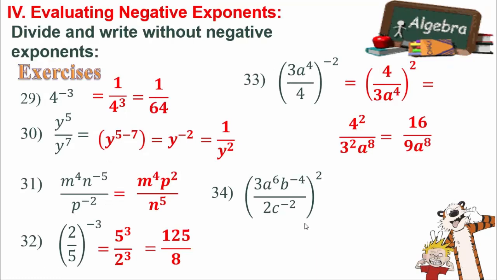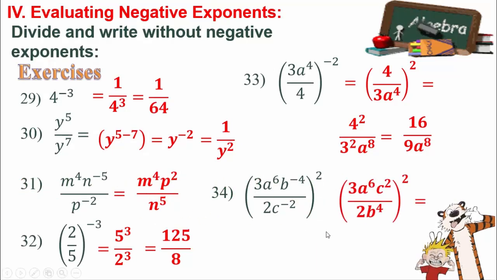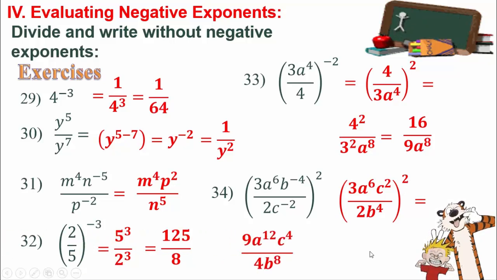Summarizing 34, everything in this case was put in terms of its positive exponents inside the brackets. So the b was put downstairs as b to the 4th. The c negative 2 was put upstairs as c squared. And then everything was multiplied through using the power rule to get our final answer.